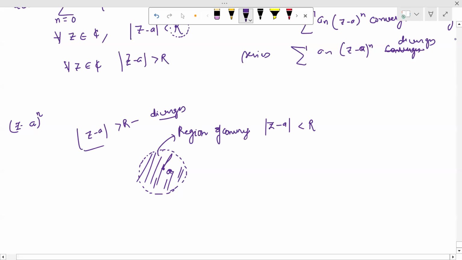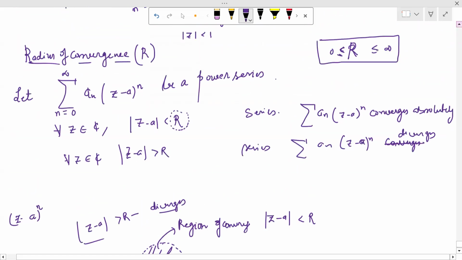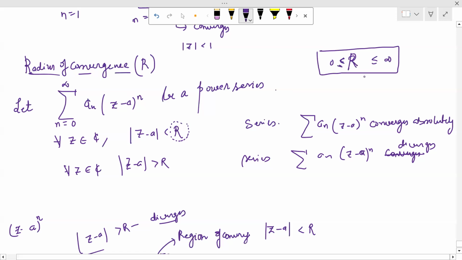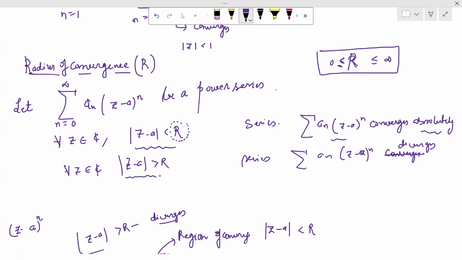So again, there is something called the radius of convergence r, which belongs to the extended real number system. R can have values from 0 to infinity. Now, I am defining a power series, that is summation a n times (z minus a) raised to power n. Now, for all z belonging to C, if r is the radius of convergence, then for all complex numbers such that modulus of z minus a is less than r, the series converges absolutely. And for mod of z minus a greater than r, the series diverges.